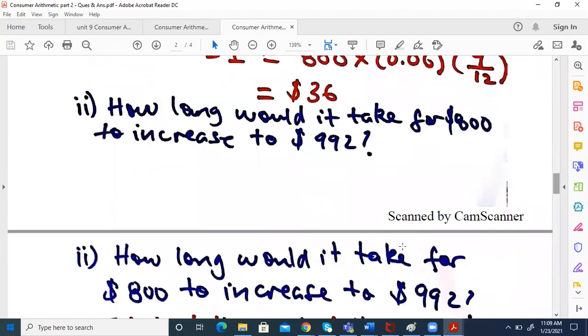Oh, here's another part of the question. How long would it take for 800 to increase to 992? So I'm going to give you a minute to work that out.